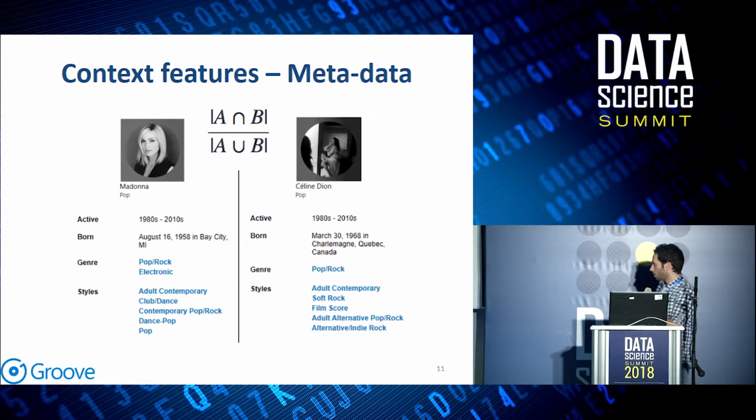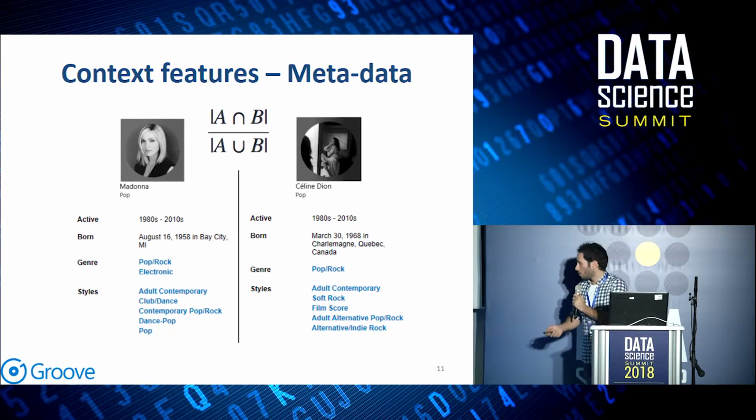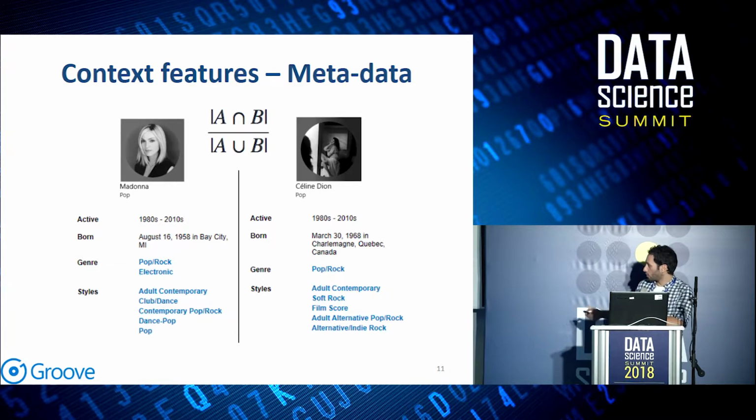Next, a simpler feature that we look at is simply content features of metadata. And here, this feature is relatively simple. We just compute the Jaccard distance on the bag of words representation of the metadata of artist A compared to artist B. So the numerator would be simply the number of elements that appear for Madonna that also appear for Celine Dion, and the denominator would be the union of all of these elements.